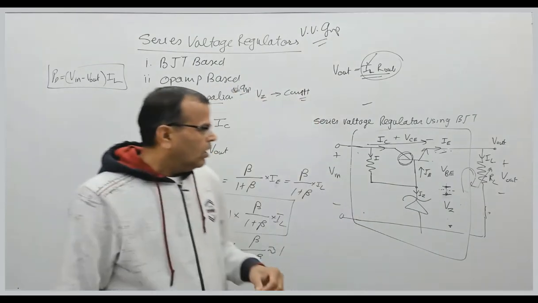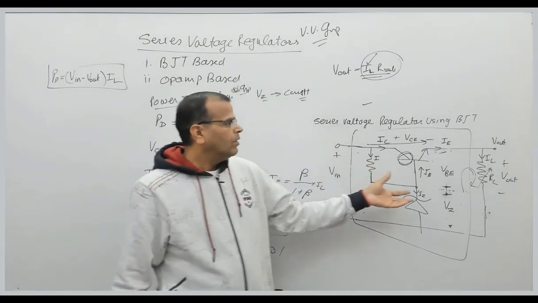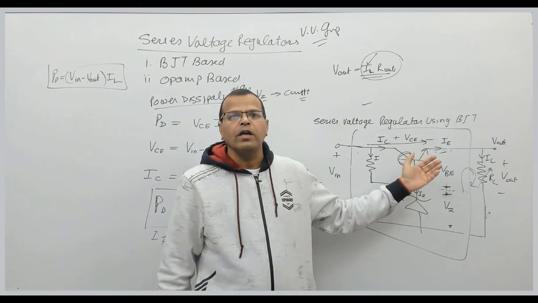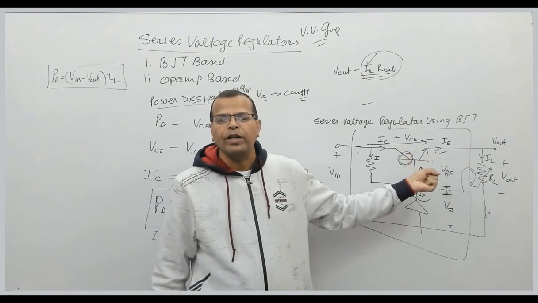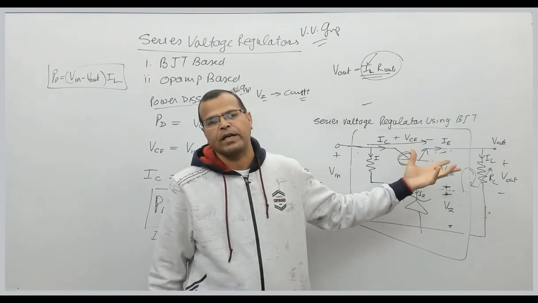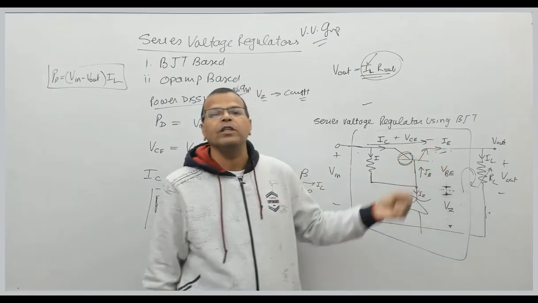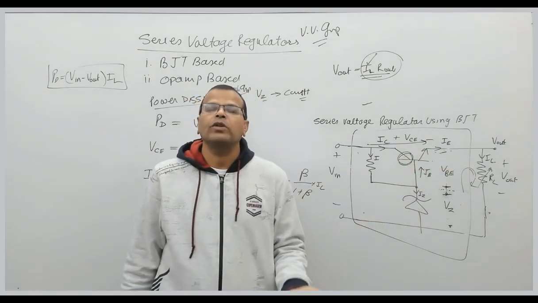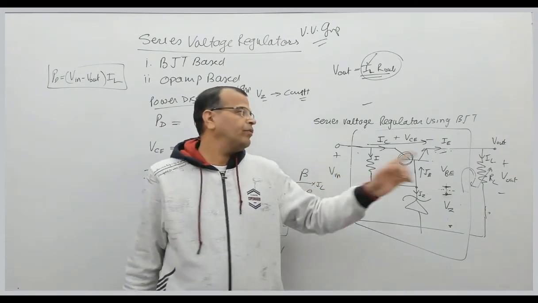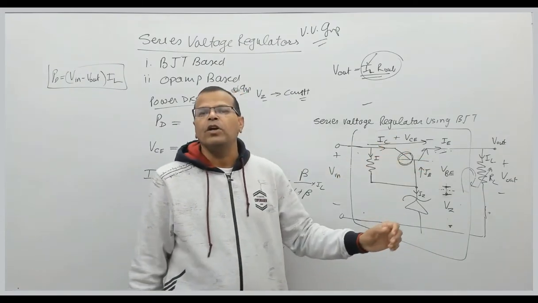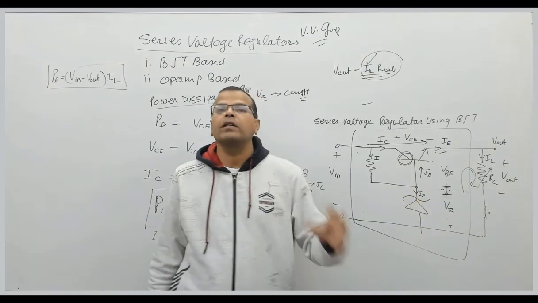And in this circuit, if beta is small, the regulation will be poor. If beta is large, regulation will be better. So you should remember this point. There are questions in exam. In a series voltage regulator, regulation can be improved by increasing the beta of BJT or by replacing BJT by Darlington pair.